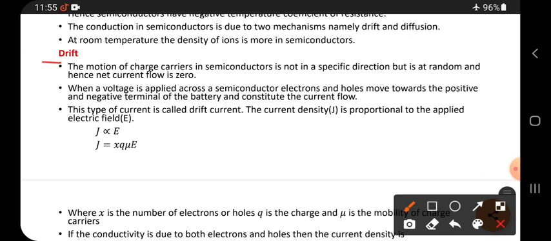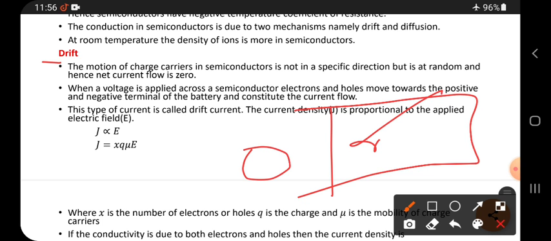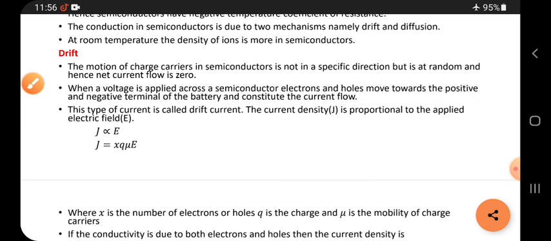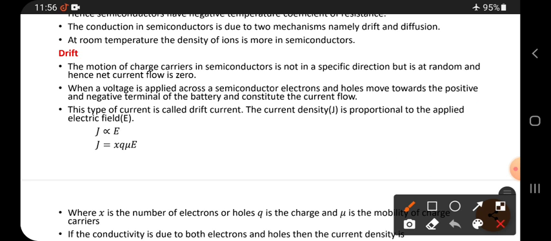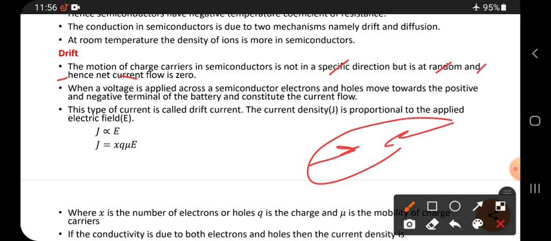The motion of charge carriers in a semiconductor is not in a specific direction. Not in a specific direction means, suppose in a semiconductor, this electron may move like this and another electron like this and like this. So that is in random direction, and hence the net current flow is zero. One electron is coming in this direction, another is moving in this direction, they collide, then they stop. Current is zero.